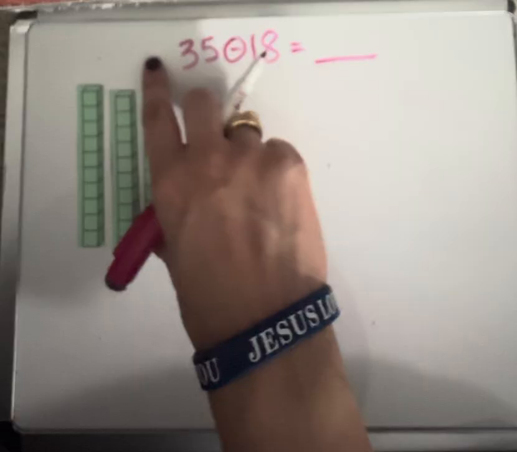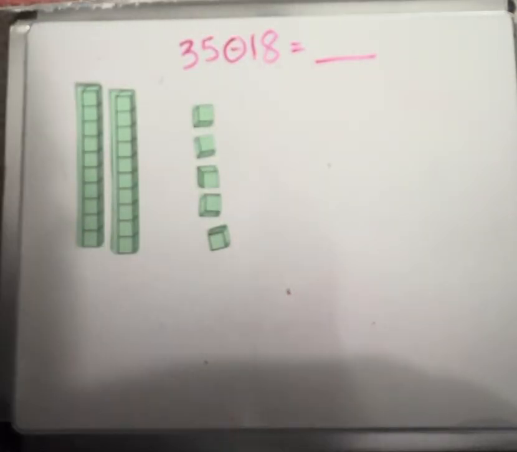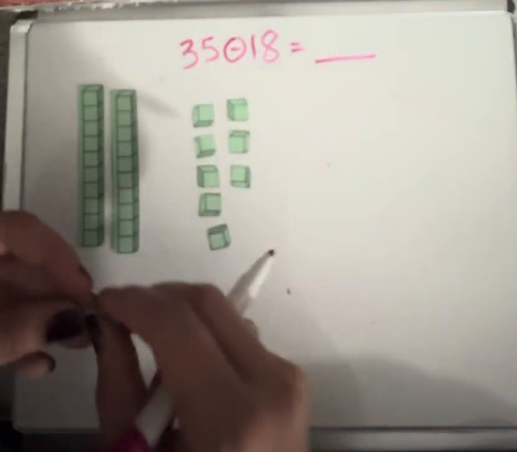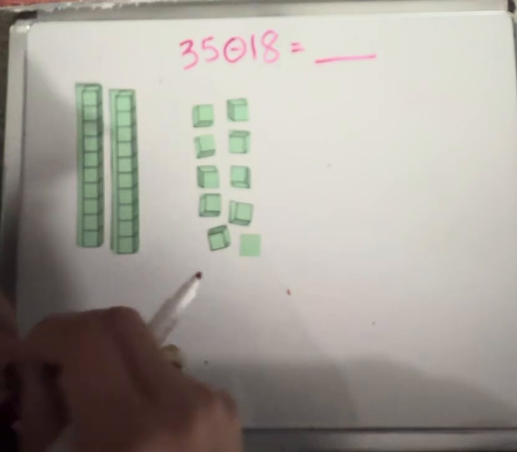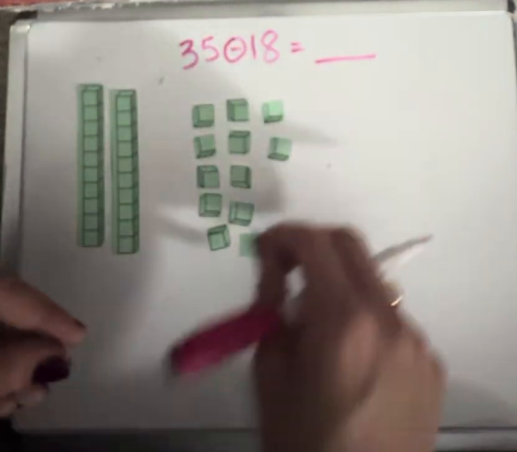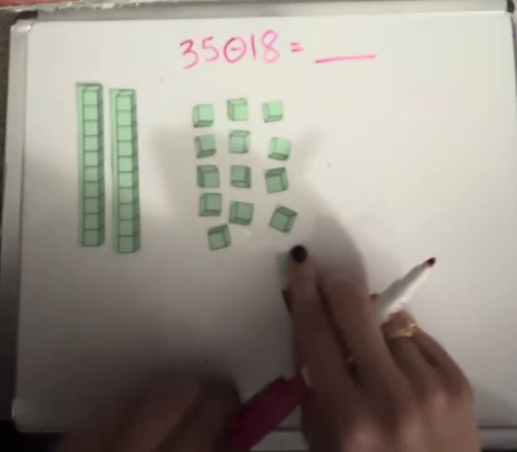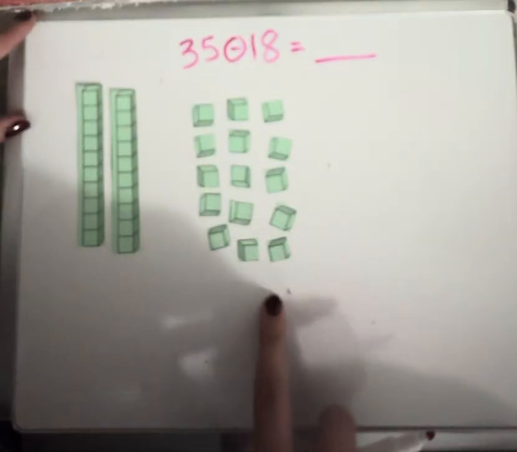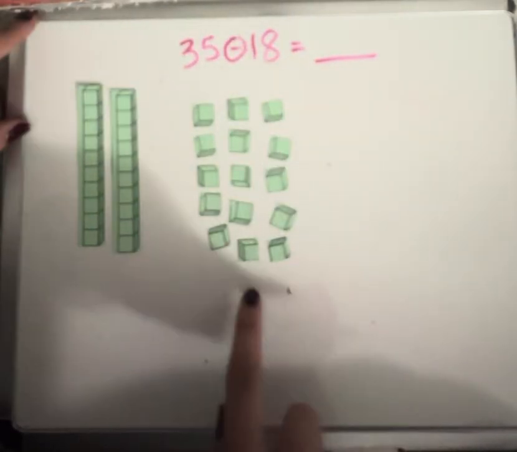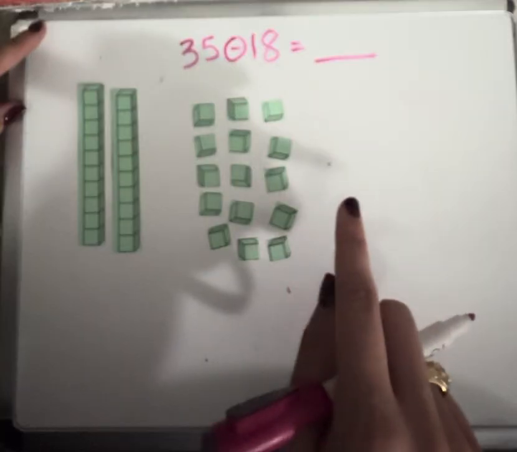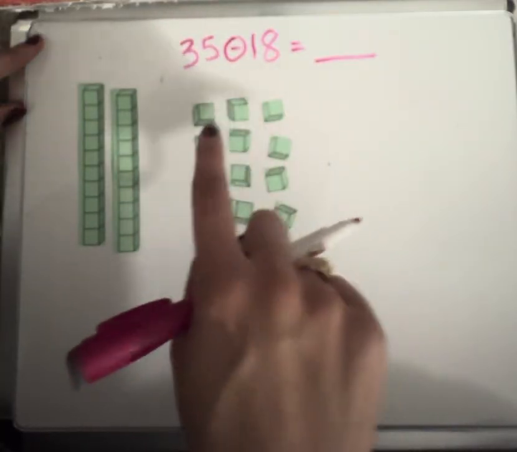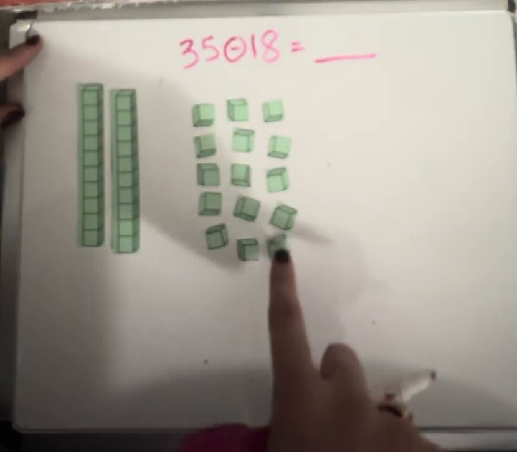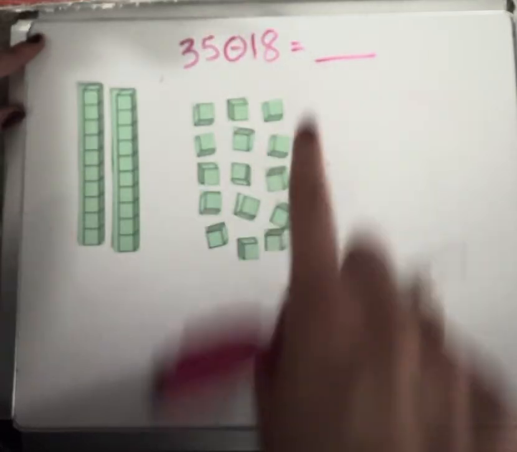So what we're going to do is take away this tens rod and add 10 ones. We're going to add 1, 2, 3, 4, 5, 6, 7, 8, 9, 10 ones. So now we can definitely take 8 from the total number of ones we have, because now we have a total of, let's count them out, 1, 2, 3, 4, 5, 6, 7, 8, 9, 10, 11, 12, 13, 14, 15 ones.